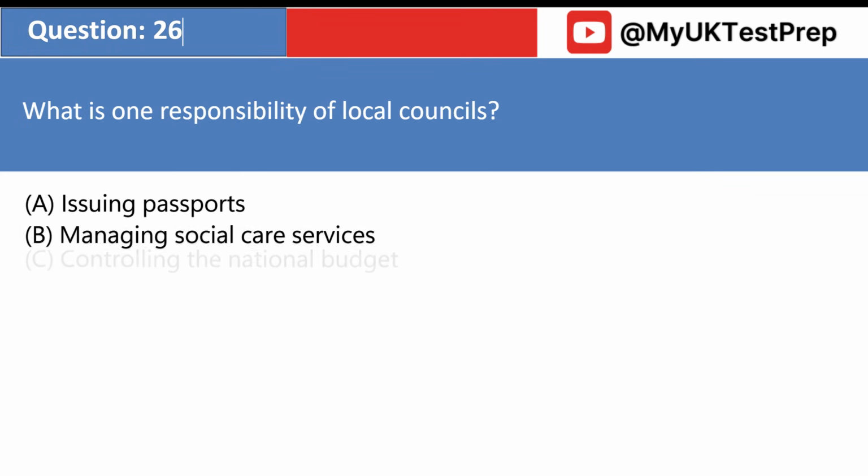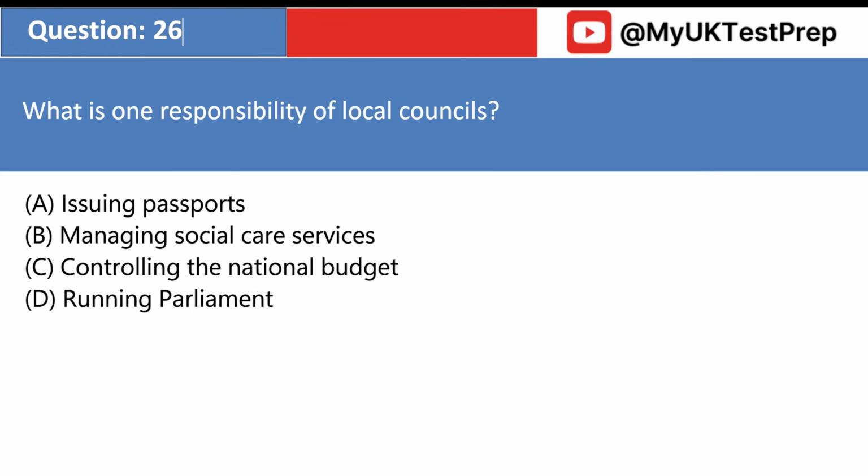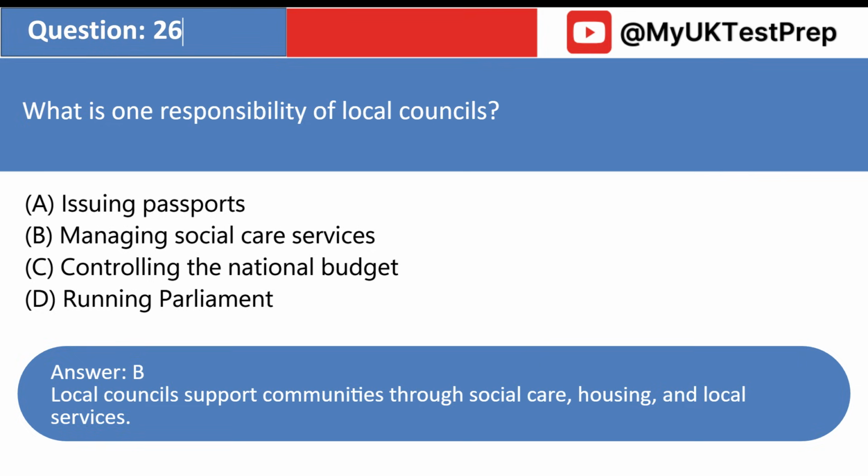What is one responsibility of local councils? A. Issuing passports. B. Managing social care services. C. Controlling the national budget. D. Running parliament. Answer, B. Local councils support communities through social care, housing, and local services.